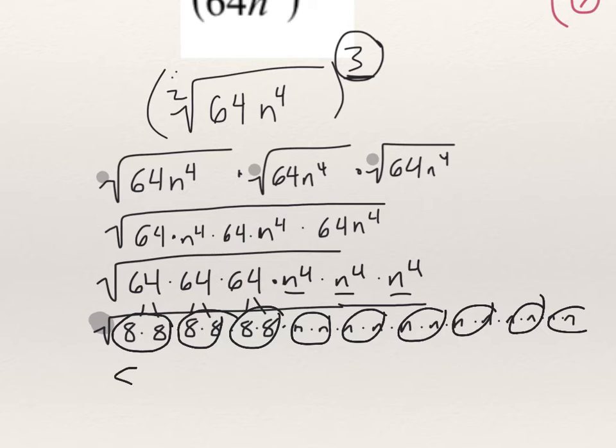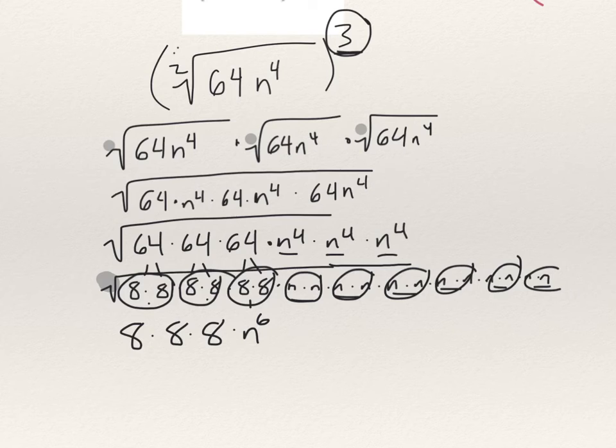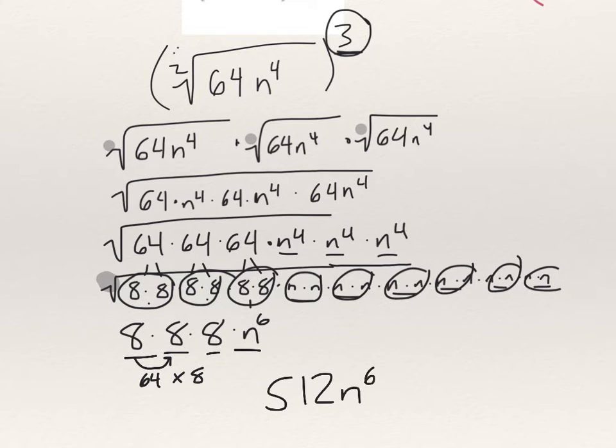And we're going to take out an 8, an 8, and an 8. So we take out 1 8 for every pair, and then we take out 1 n for every pair that we circled. So we have 1, 2, 3, 4, 5, 6 circles, so we have 6 n's that we're going to take out. So it's going to be n to the 6. And then we can just multiply 8 times 8 times 8, which will be 8 times 8 is 64. So 64 times 8, which is 512, and then we can't forget about this n to the 6.